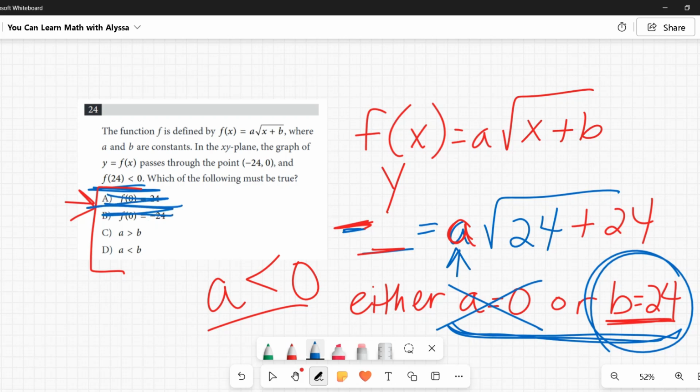A is greater than b. Nope, because we know absolutely b is 24 and a is a negative number. So a is not greater than b, which brings us finally to D. A is less than b. There is our answer. It is less than b because b is a positive 24, and while we don't know what a is, we know it's negative. So D must be true.